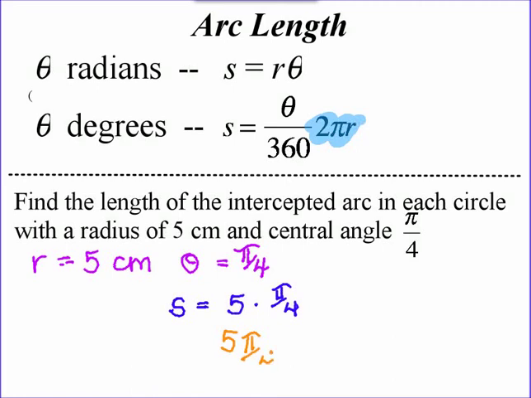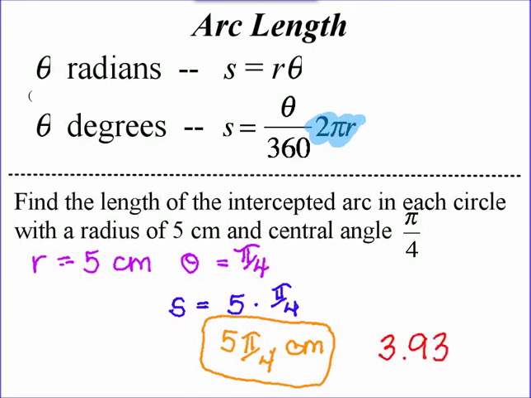Now, what would my label be? Centimeters, very good. Just for kicks and giggles, on your graphing calculator, calculate what 5 pi over 4 is. The pi button is located on the right side of your calculator, right above the division sign in blue. It comes out to 3.93 centimeters. So if we wanted the decimal equivalent, that's what it would be.